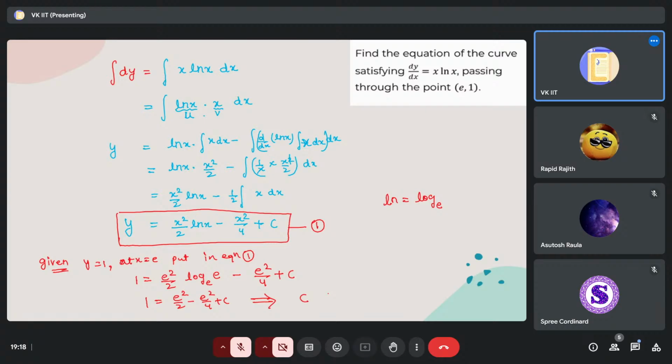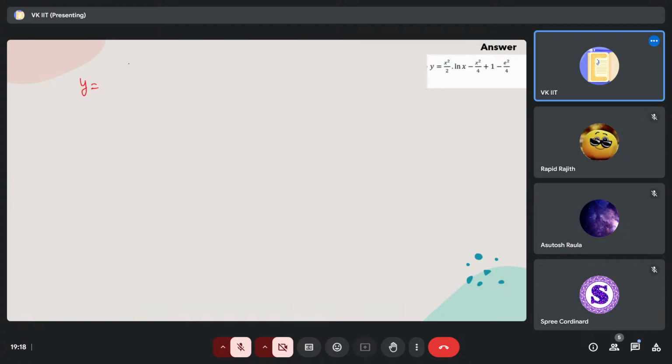Now what is the next task? Put this c value again in equation 1. In equation 1. And that will be the equation of the curve which is required. Okay. Let's go to the next page. So c is equal to 1 minus e square by 4. We can directly put that in the equation. So y is equal to x square by 2 into ln x minus x square by 4 plus c value was there. So c value is 1 minus e square by 4. And that's how you will be getting your final answer.